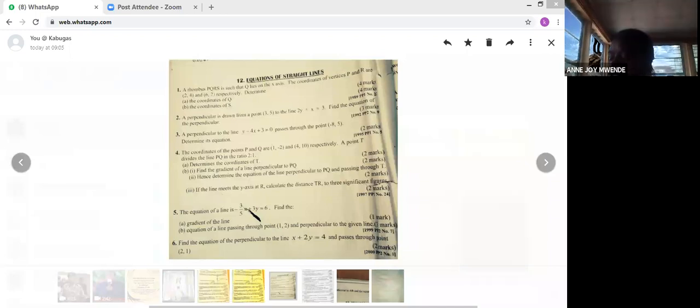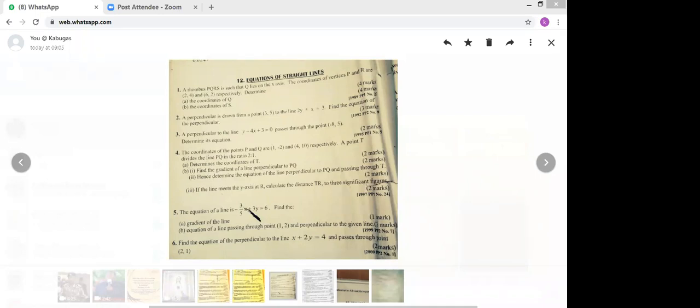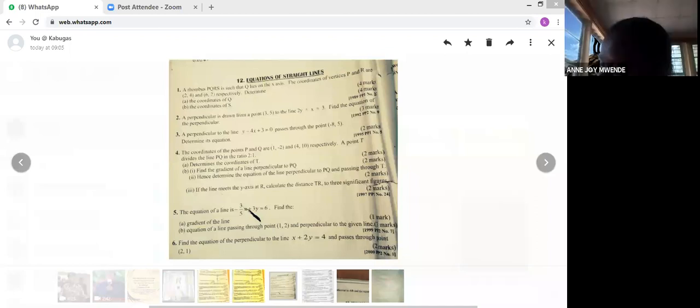If you want to get the length of OT, the coordinate of O is (0, 0), then T is (3, 6). So 3 minus 0 is 3, and 6 minus 0 is 6. So you have 3 squared plus 6 squared, then square root. That is 9 plus 36, the square root of 45. So with this, we have already calculated the value of T, which is (3, 6).